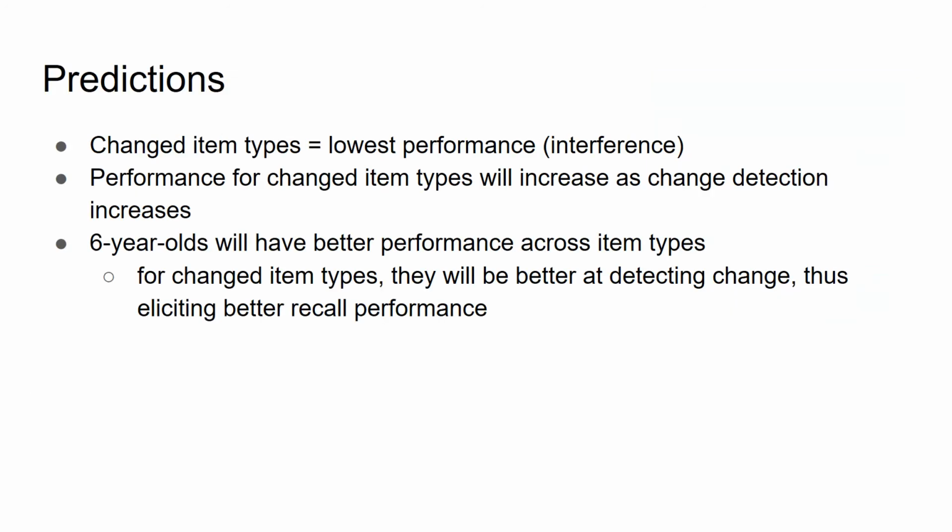I predicted that changed item types would elicit the lowest performance due to interference effects. I also predicted that based on the Memory for Change framework, performance for changed item types would increase as change detection increased. Furthermore, I predicted that 6-year-olds would have better performance across all item types, and specifically that they would have increased performance for changed item types because they would be better at detecting change.